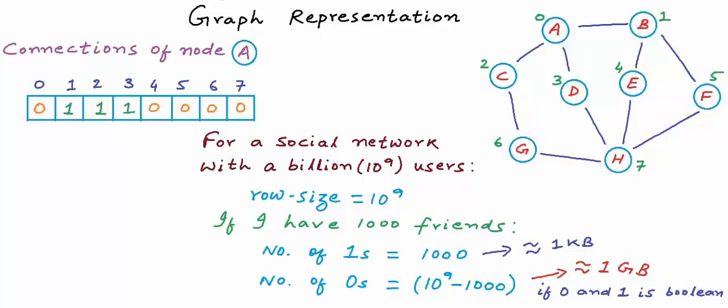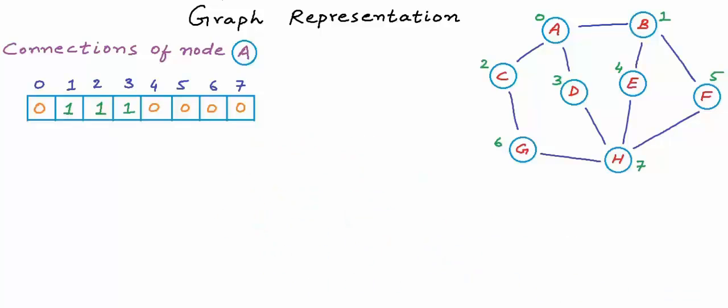So given this problem, let's try to do something different here. Let's just try to keep the information that these nodes are connected and get rid of the information that these nodes are not connected, because it can be inferred, it can be deduced. And there are a couple of ways in which we can do this. Here, to store connections of A, instead of using an array such that index represents endpoint of an edge and value at that particular index represents whether we have an edge ending there or not, we can simply keep a list of all the nodes to which we are connected.